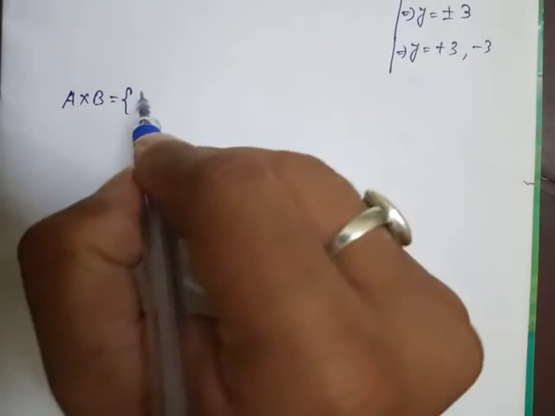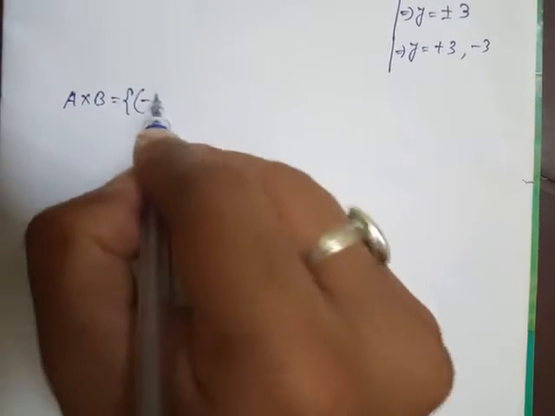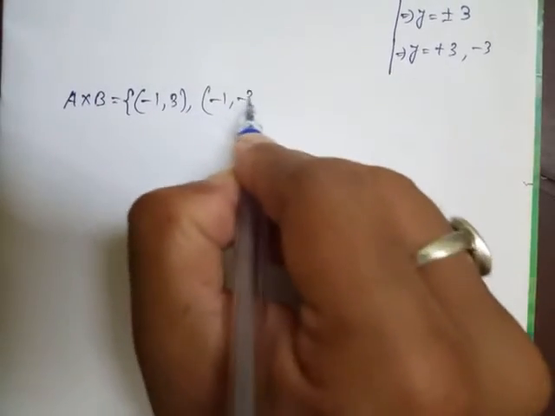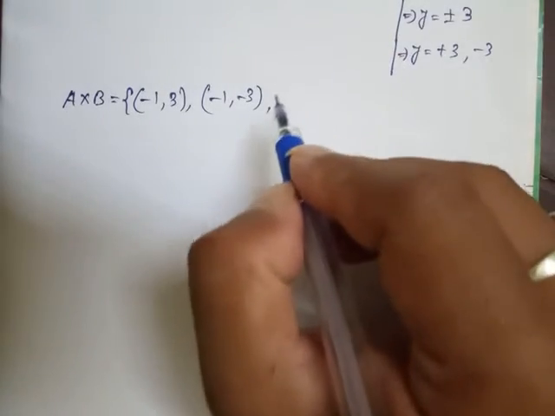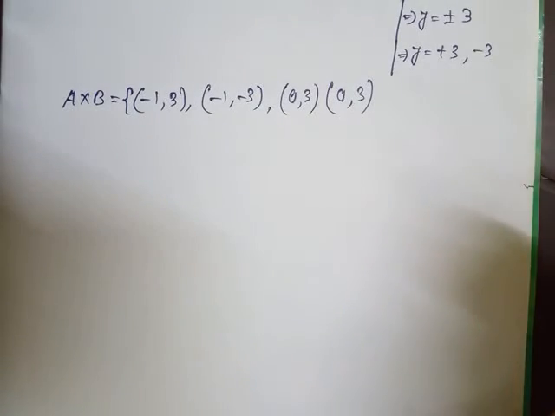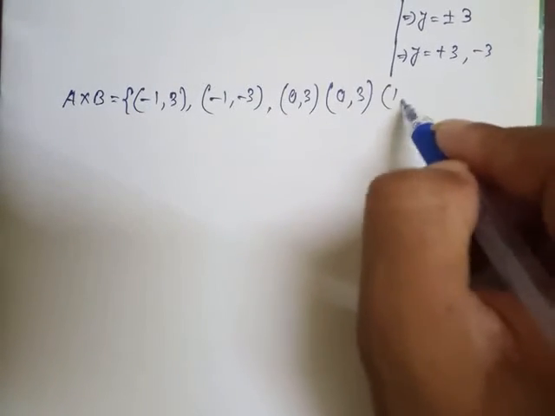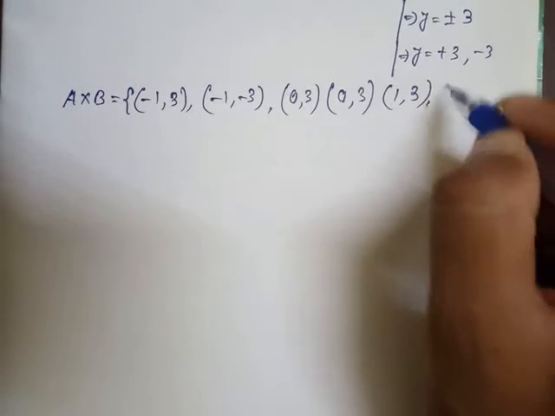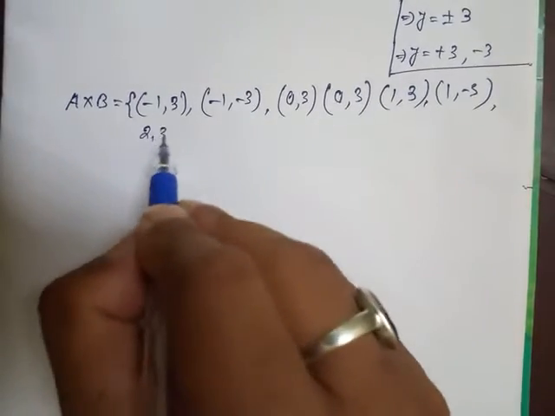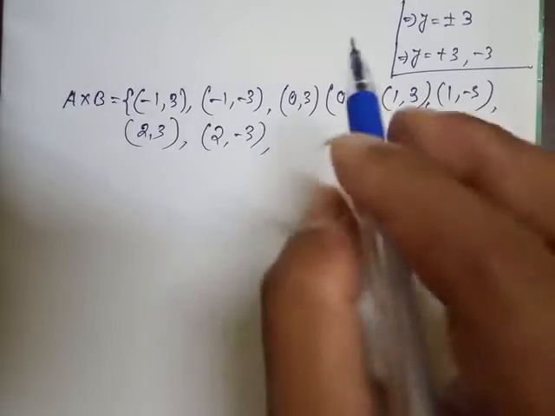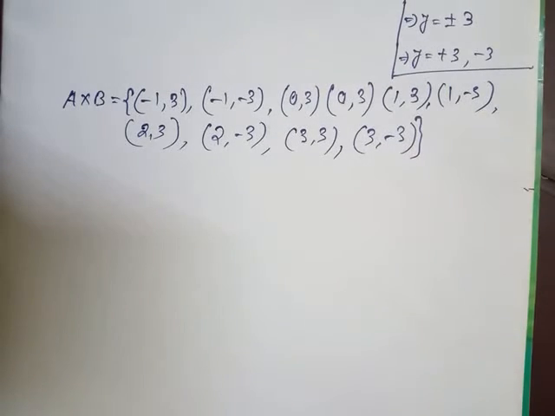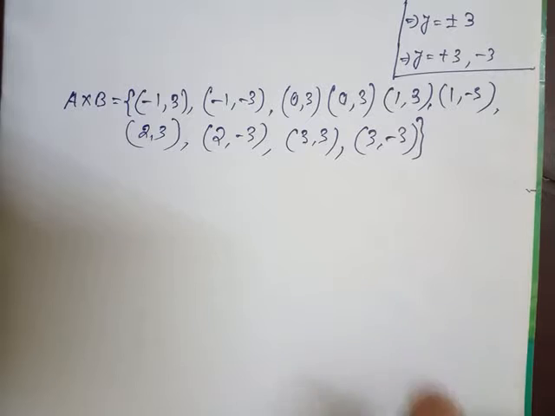First of all, (minus 1, 3), then (minus 1, minus 3), then (0, 3), (0, minus 3), then (1, 3), then (1, minus 3), then (2, 3), (2, minus 3), then (3, 3), (3, minus 3). This is the value of A product B.